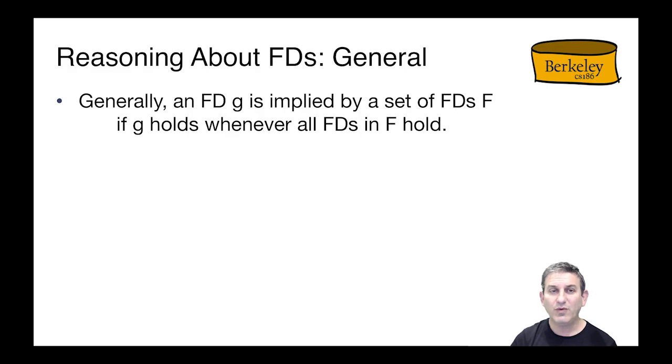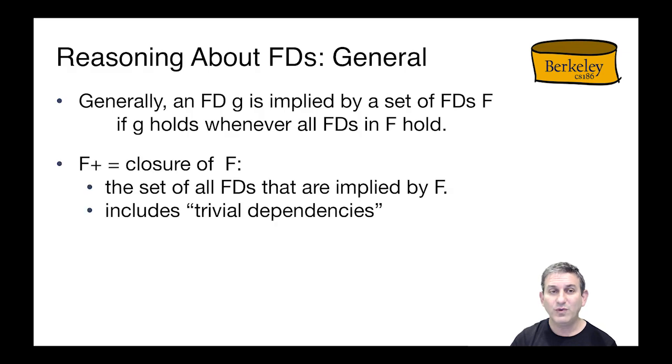Most generally, what we want to say is that some functional dependency G is implied by a set of functional dependencies, capital F, if G holds whenever all the FDs in F hold. Okay, and more generally, we can write down F plus, which is the closure of F. It's the set of all the FDs G that are implied by F. This includes the contents of F, of course, and it includes trivial dependencies like A determines A, B determines B, but it may include other things as well. So how do we get the closure of F?